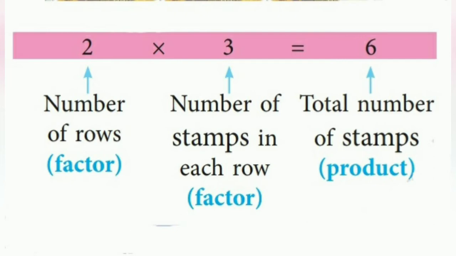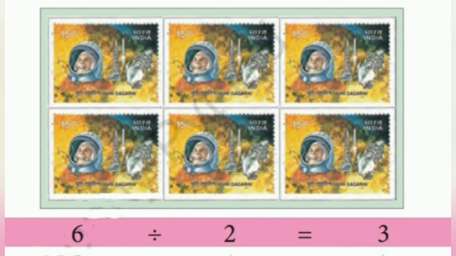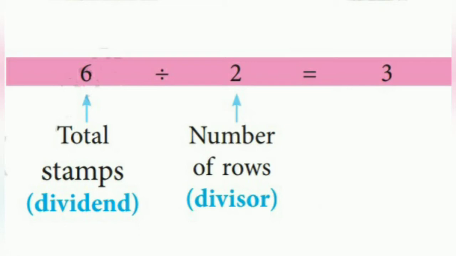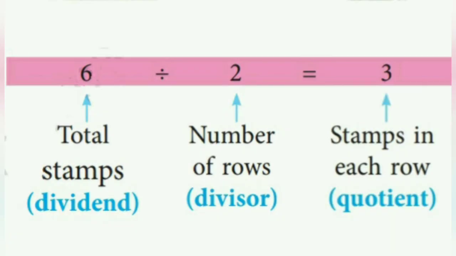Now in the same example, to find the number of stamps in each row, we will divide. Here you can see we have a total of 6 stamps. So 6 will be the dividend. 2 rows are there, that will be the divisor. 6 divided by 2 equals 3. So we have 3 stamps in each row. That is our question. Our answer is 3. So 3 stamps are there in each row.